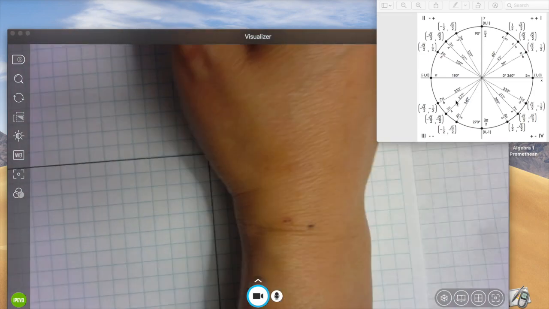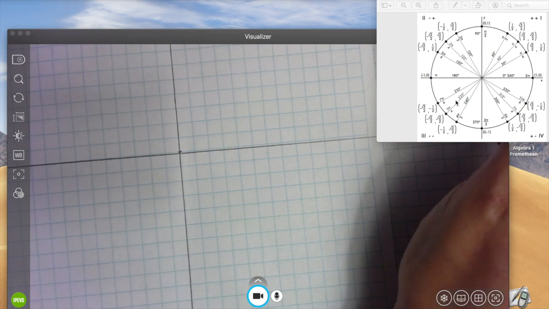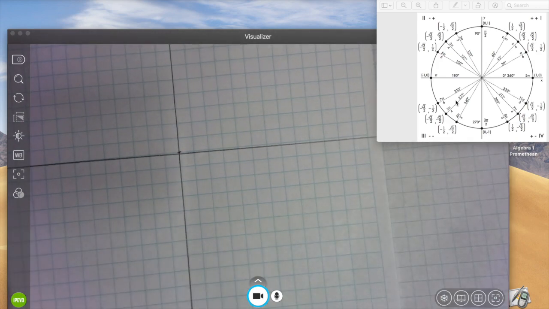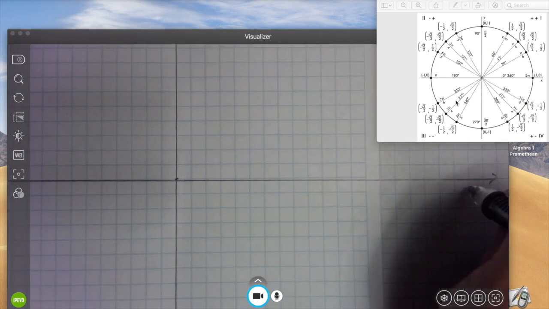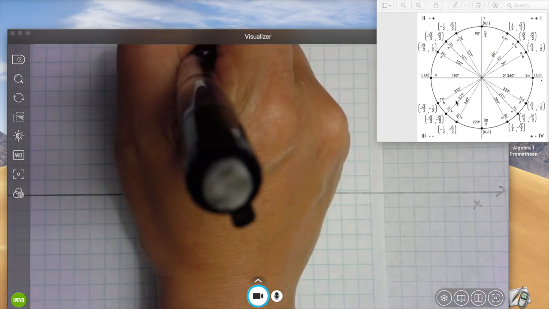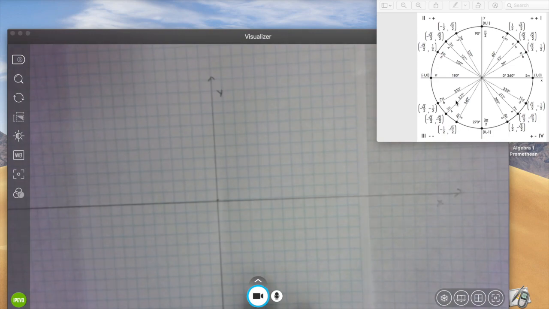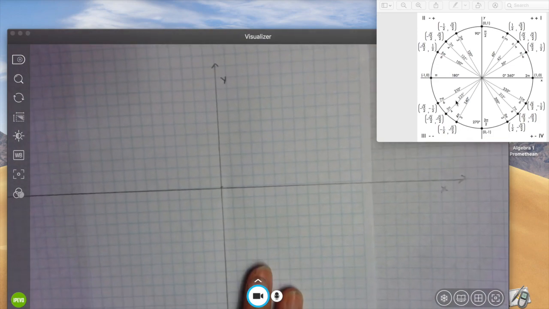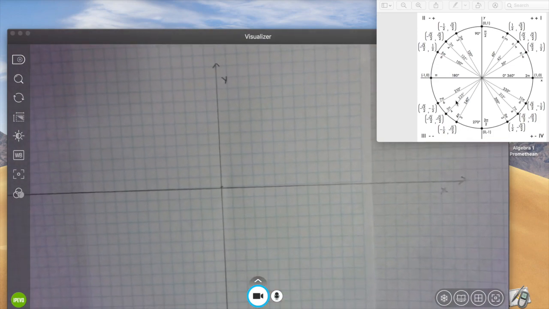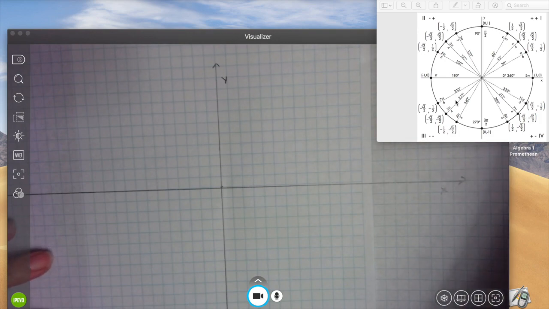And then we're going to draw the y-axis here. Okay, so this is the x. Up here is the y. Let me zoom out a little bit so you guys can see it better. Okay, so the first ones that we're going to start with are going to be the 6ths. So take a look at your unit circle here.